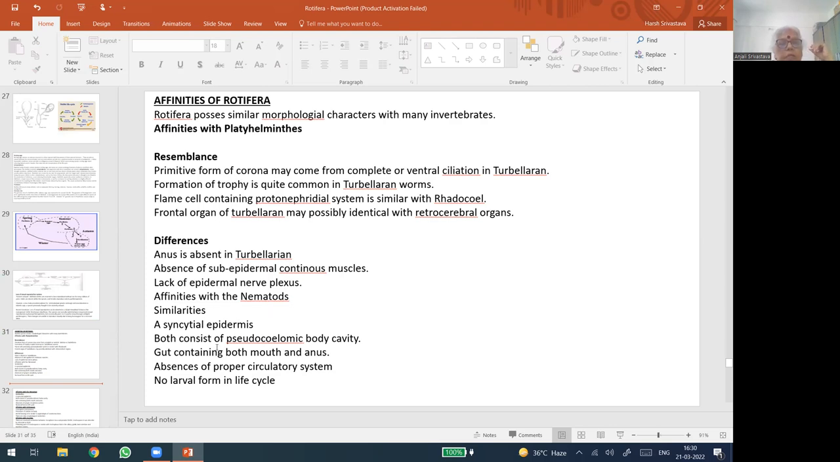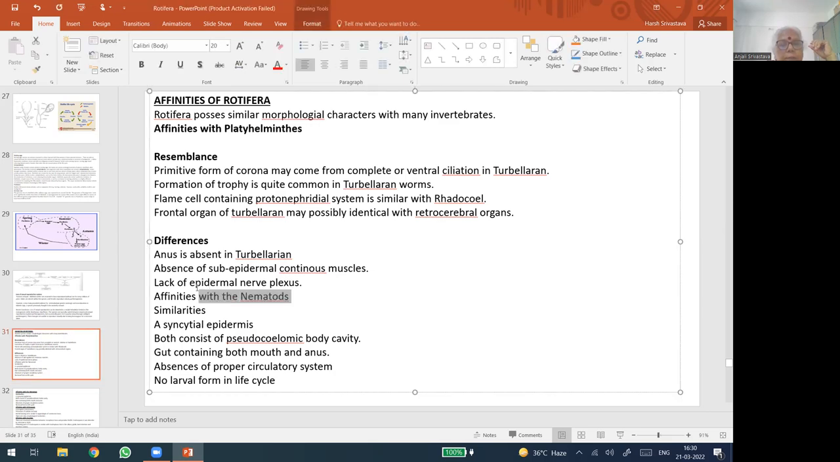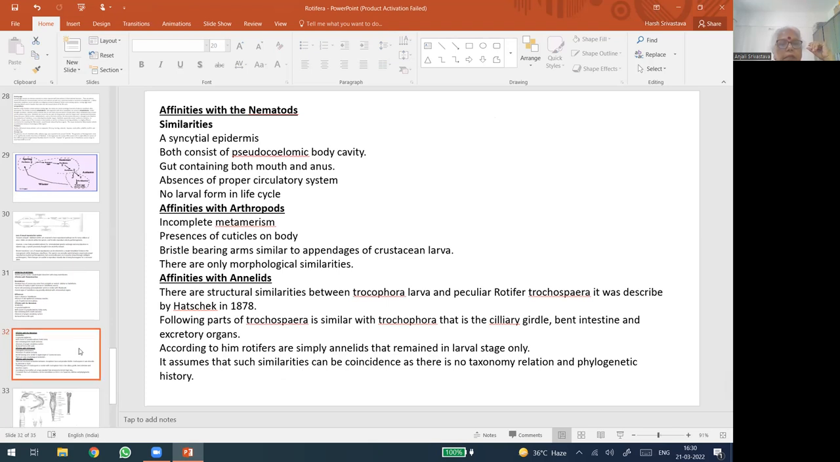Affinities with nematodes. The similarities are syncytial epidermis, pseudocoelomic body cavity, gut containing mouth and anus, no larval form. Then affinities with arthropods: complete metamerism, presence of cuticle on body, bristle-bearing arms similar to appendages of crustacean larva.